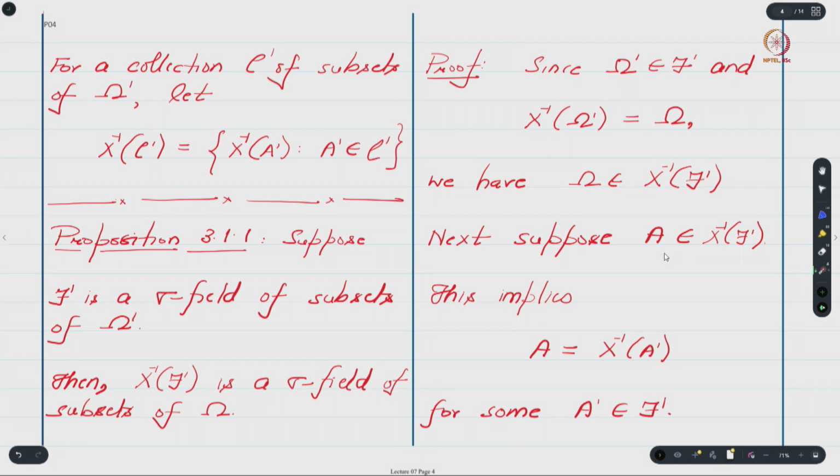Since A belongs to X inverse of F prime, from the definition we have that there is some A prime in F prime such that A equals X inverse of A prime. Okay, so from this definition one can conclude that whenever A belongs to X inverse of F prime, there is an A prime such that A has this relation over here.